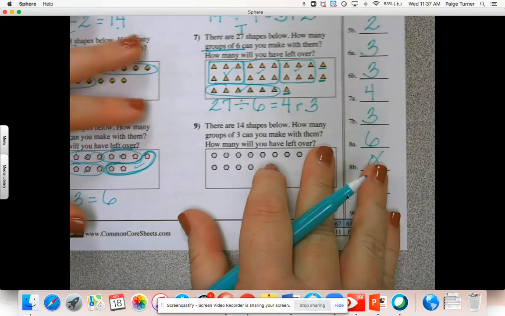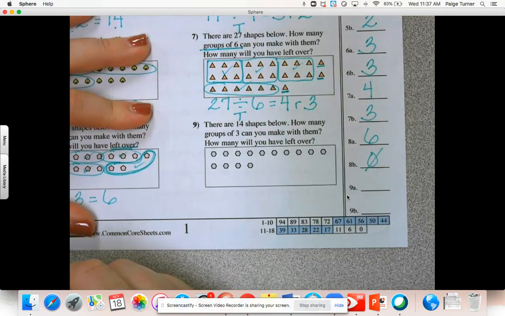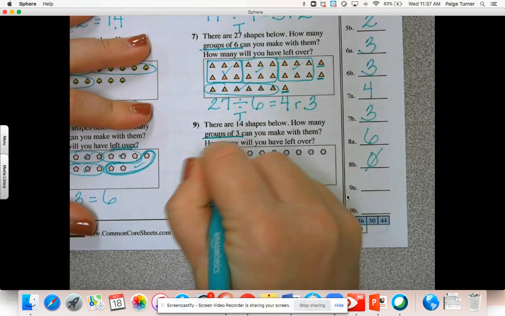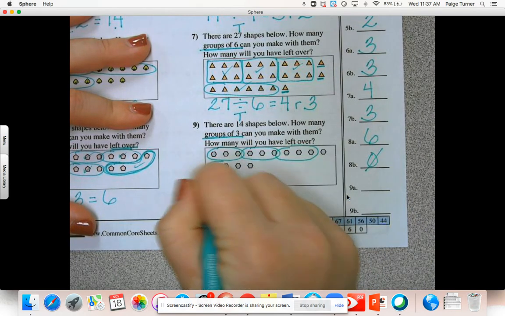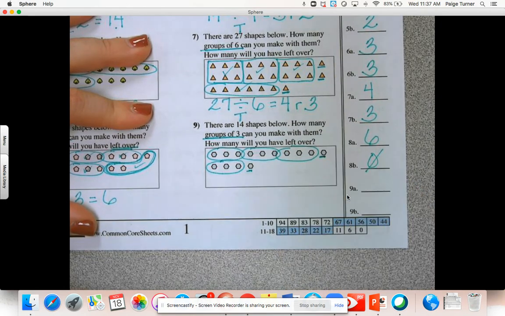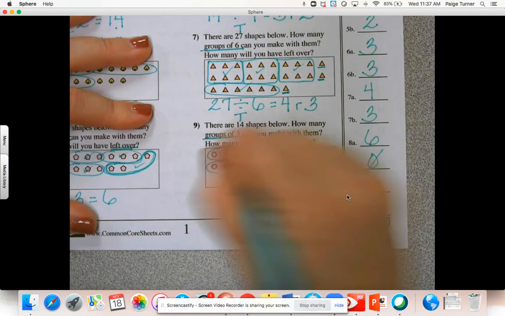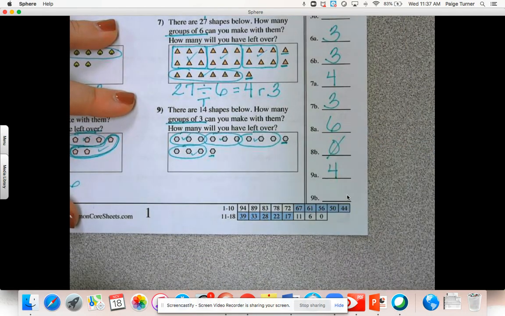All right, and then last but not least, number 9. We have 14 shapes below, so that's our total. How many groups of 3 can we make, and how many shapes will be left over? So groups of 3. There's 3. There's 3. And then I have 1, 2, and I don't have enough shapes to make another group of 3. All right, so how many groups did we just make? 1, 2, 3, 4. So the answer to 9A is 4.